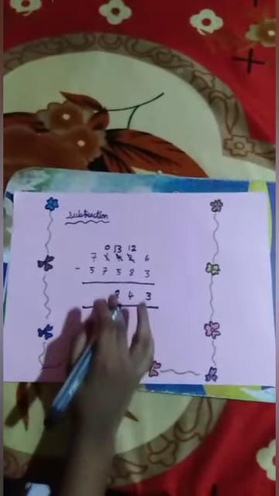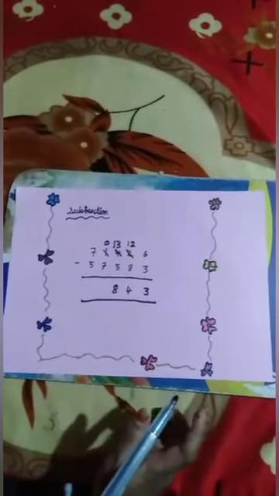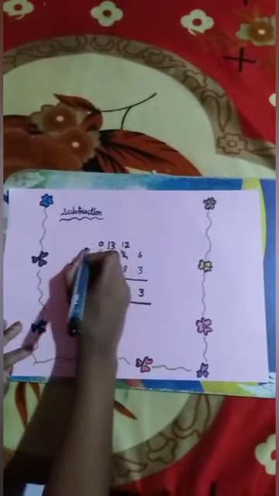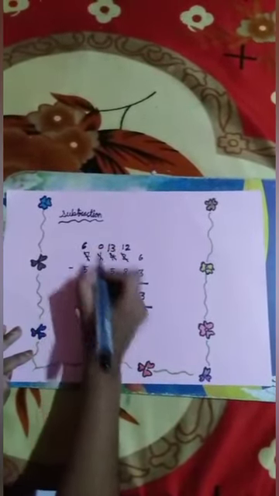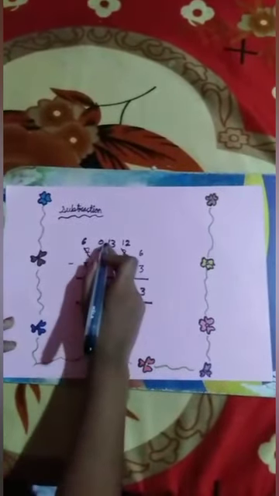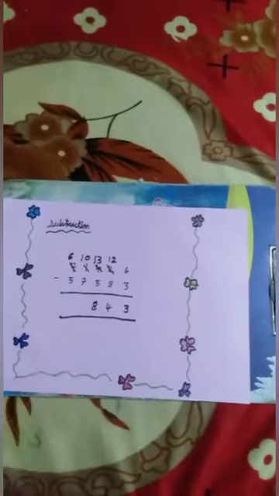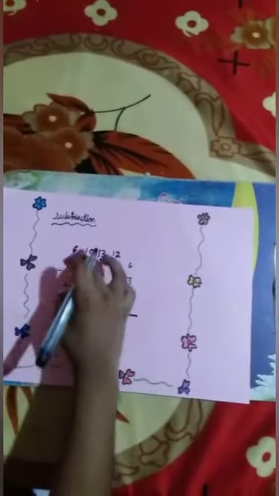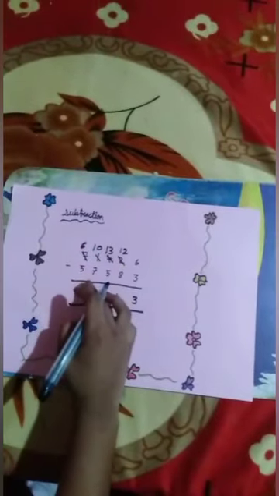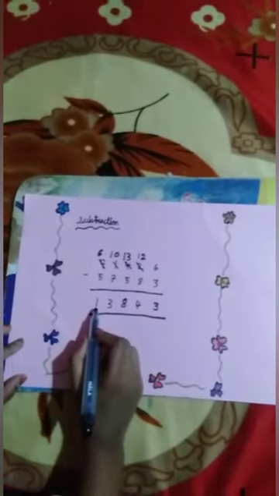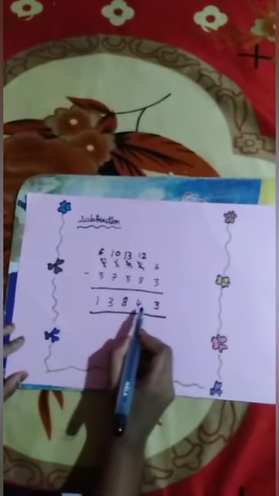We cannot subtract 7 from 0, so we borrow from the 10,000 place. In the 10,000 place 7 will become 6, and 0 becomes 10. 10 minus 7 is 3. The answer is 3. Next, we subtract 6 minus 5. The answer is 1. The answer is 13,843.